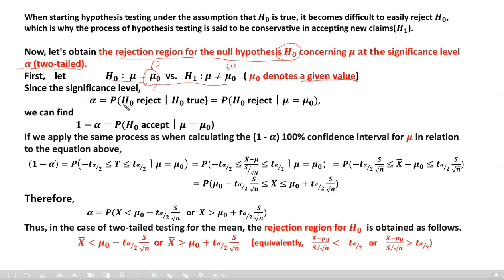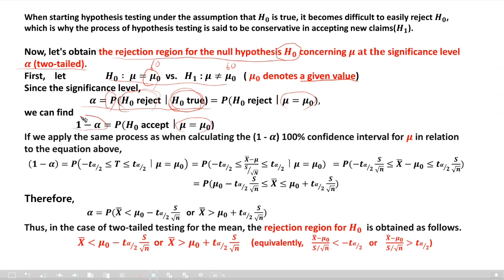Since the significance level alpha is what? How to define this one? It is the probability of rejecting H0 given that H0 is true. Even though H0 is true, we reject H0. That's the probability. So what is H0 true? Mu equal to mu 0. And the probability of H0 accept given mu equal to mu 0 is then what? 1 minus alpha.